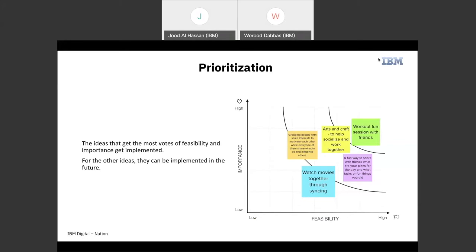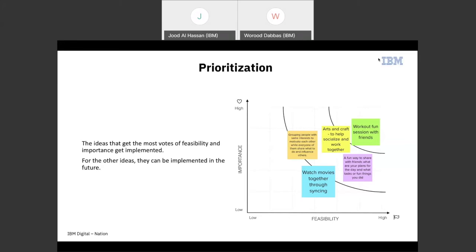And then we try to vote, based on everyone's opinion, which idea you think is important and which idea you think is feasible. Based on the voting, each person can vote up to 3 votes on importance or feasibility. It depends on how big the workshop is, how many people are in the workshop, or if you have a lot of ideas, you can just adjust this to whatever case you have.